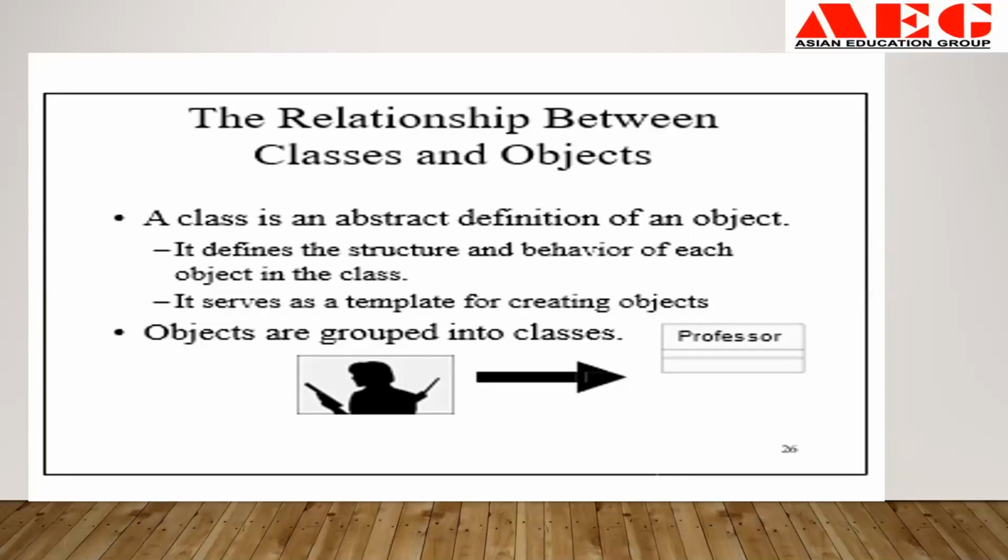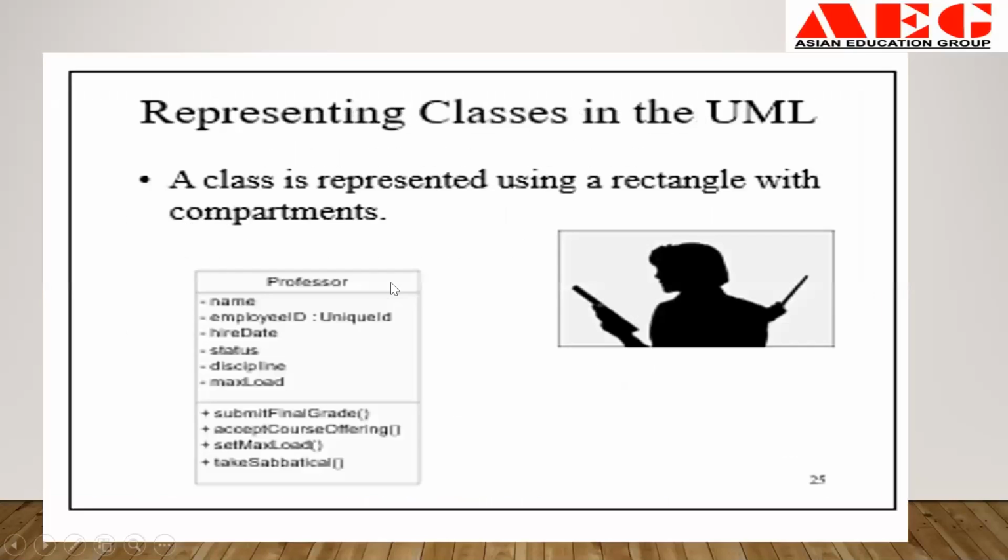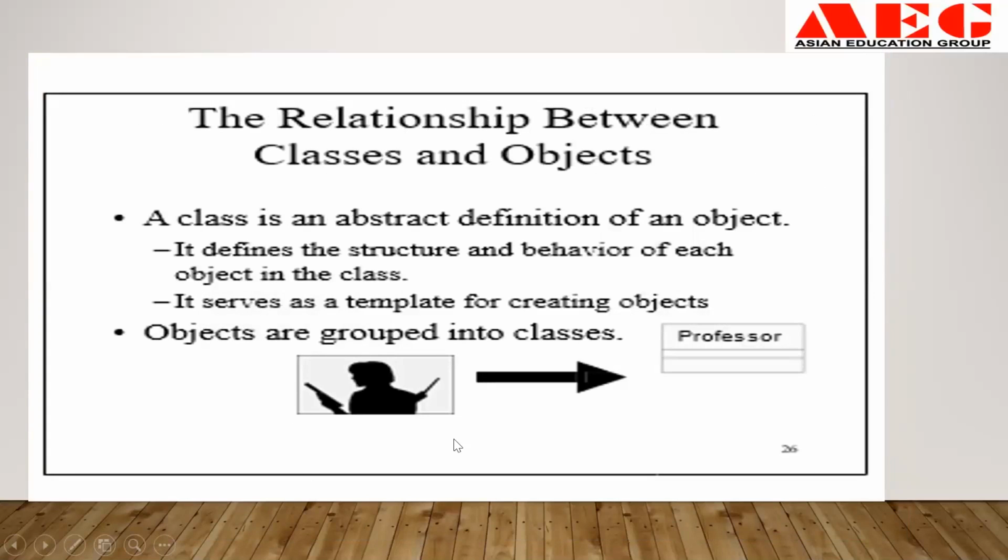So it is a template basically. When we create an object of a particular class, it automatically takes the whole behavior. For example, if this is a class and I create an object of this professor, P, then P will have all the things which we had declared in the class Professor. So Professor is a template. A class is a template for creating an object.